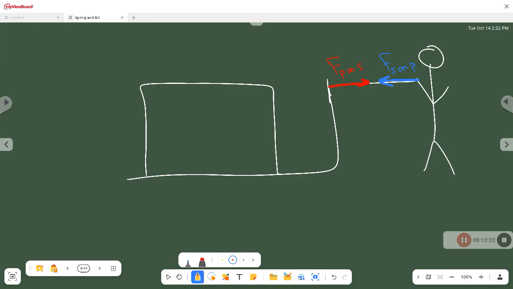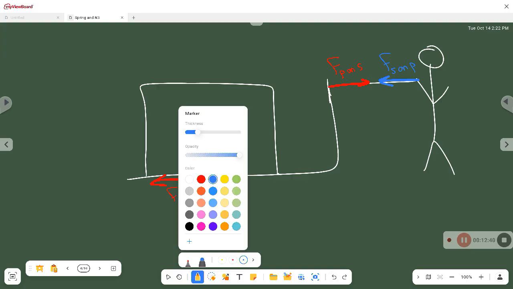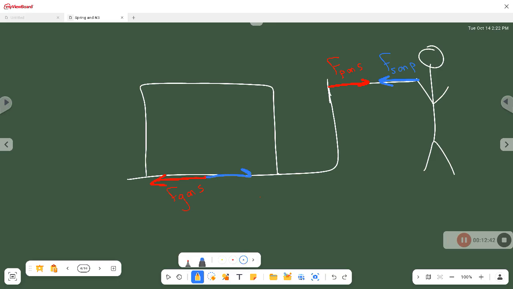Let's say maybe there's friction. If the guy is going to the right while he's pulling this sled, then friction must point in the opposite direction of motion, so that's to the left. So this is the force of the ground on the sled. Then that equal and opposite reactive force would be pointing to the right, and it is the force of the sled on the ground. So the ground is pulling back on the sled, and the sled is pushing forward on the ground.